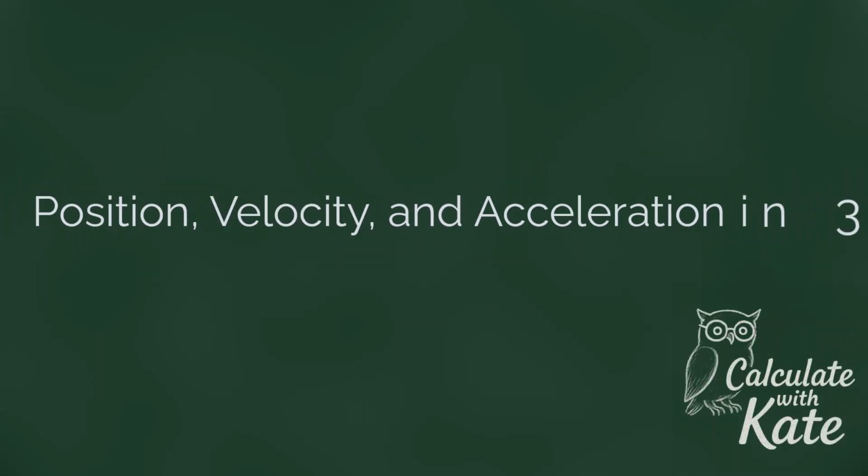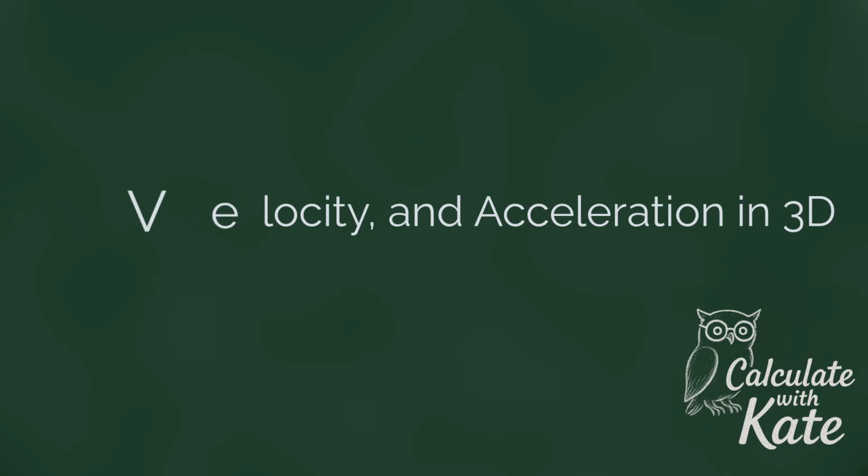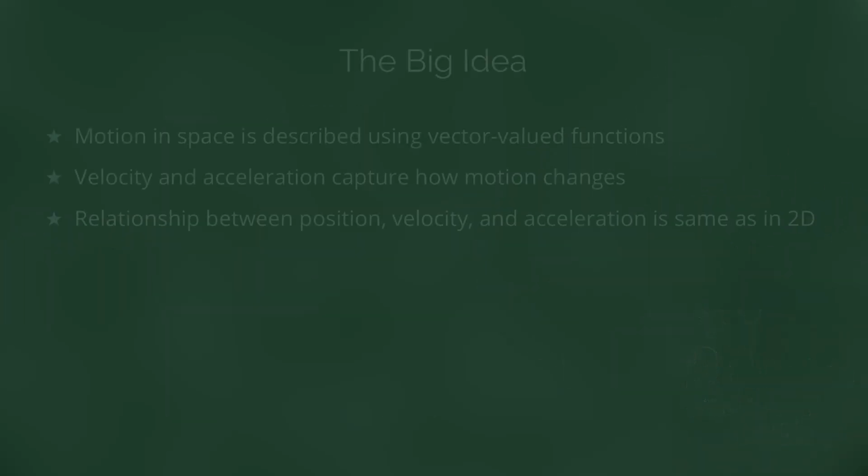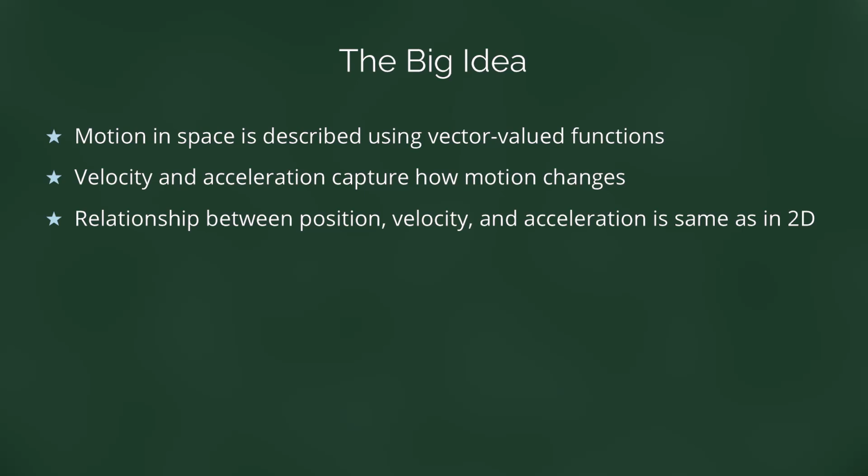We've explored the relationship between position, velocity, and acceleration for scalar valued functions. So now we're going to expand those ideas and look at position, velocity, and acceleration for vector valued functions in three-dimensional spaces. We know that we can use vector valued functions to describe motion in space. Velocity and acceleration are going to capture how that motion changes. The relationship between position, velocity, and acceleration is the same one that we've worked with in two-dimensional spaces.